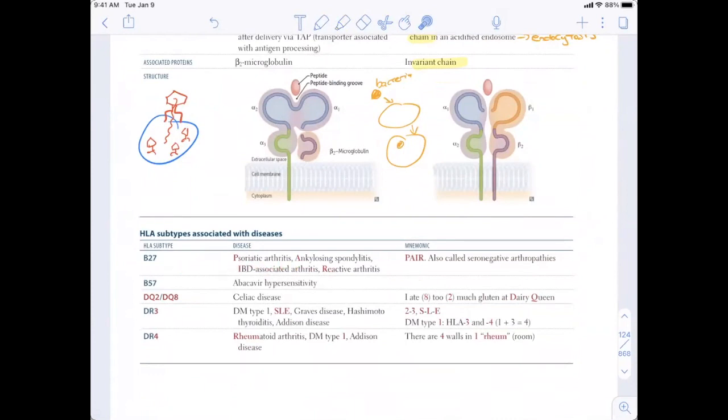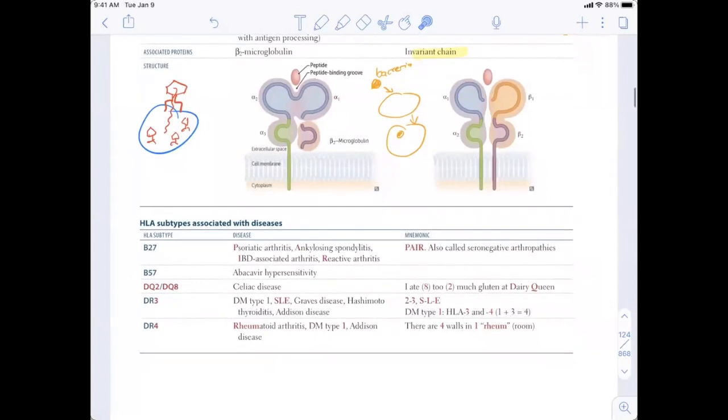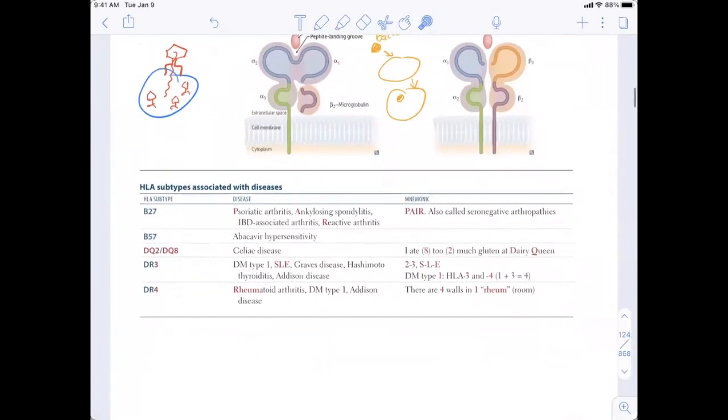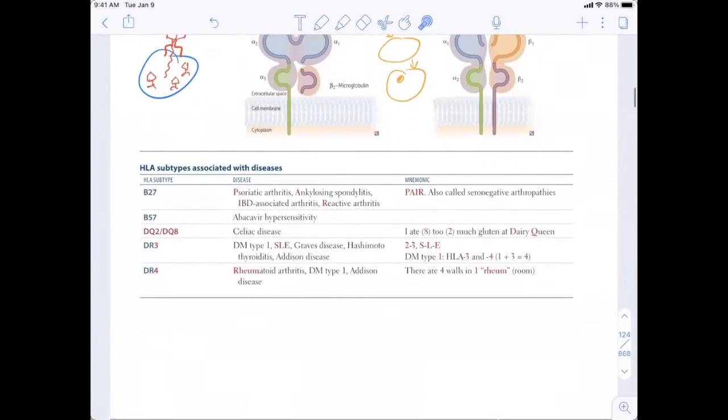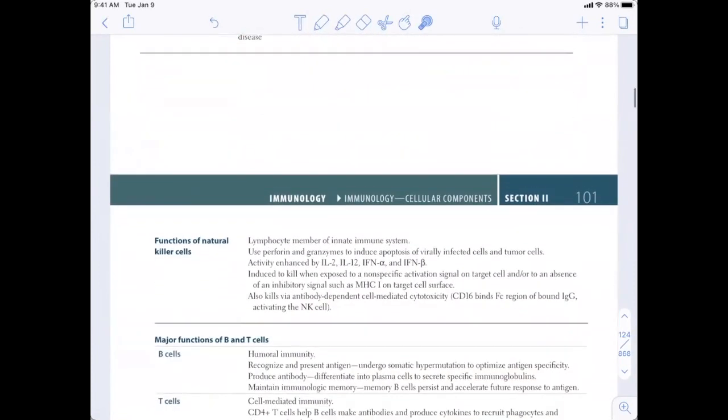It's your pair. So I always use the mnemonic a pair of B27 shoes. That's the mnemonic that I use to remind me that the pair is psoriatic arthritis and ankylosing spondylitis, your IBD-associated arthritis and reactive arthritis. Come up with whatever mnemonic works for you, but just remember that's your B27, right? And they have a bunch of other ones there. So pretty much just memorize this table, right? And as you go through the system, some of these will pop up again. And when they do, just try to commit them to memory as much as you can.